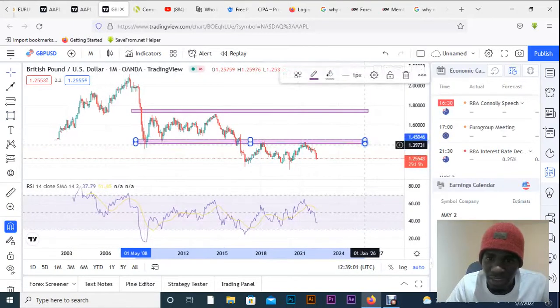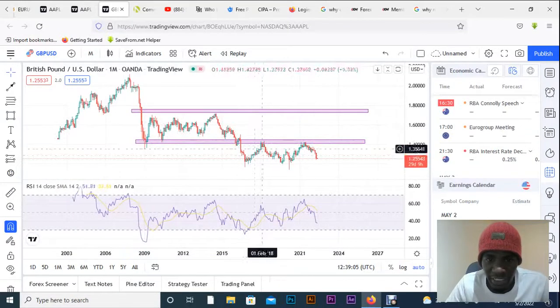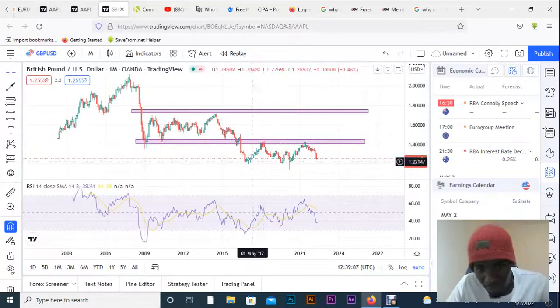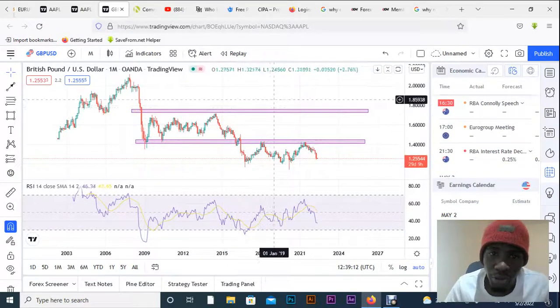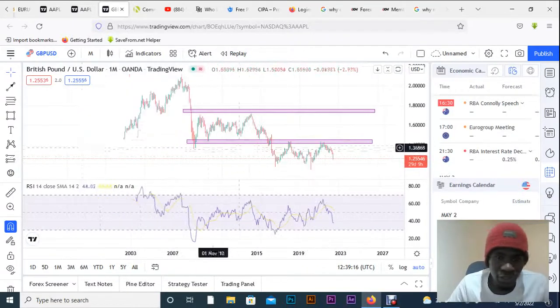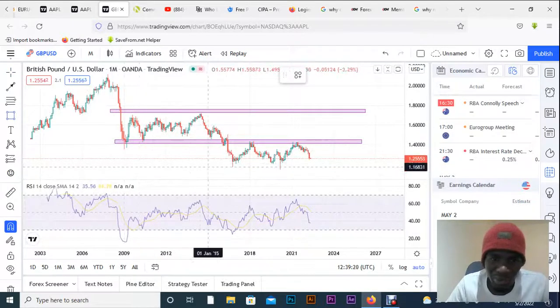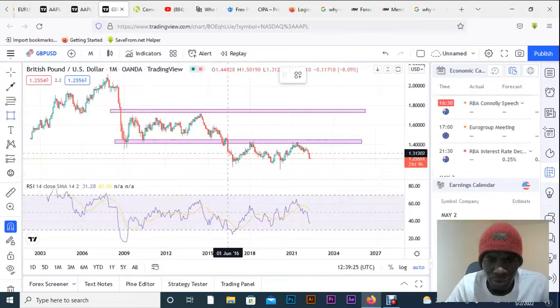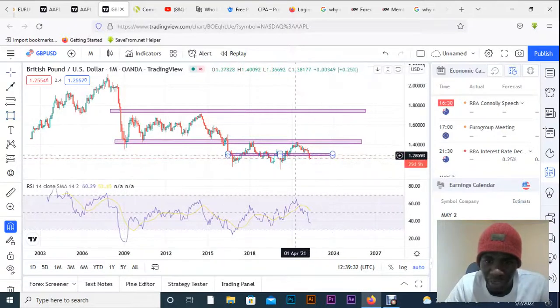Remember that when support is broken, it turns into a resistance on the downside. When a resistance is broken on the upside, it turns into a support. So we have these key psychological levels. Some call them support and resistance, some call them order blocks. Terminologies are not that important, guys. You just have to know the concept behind.